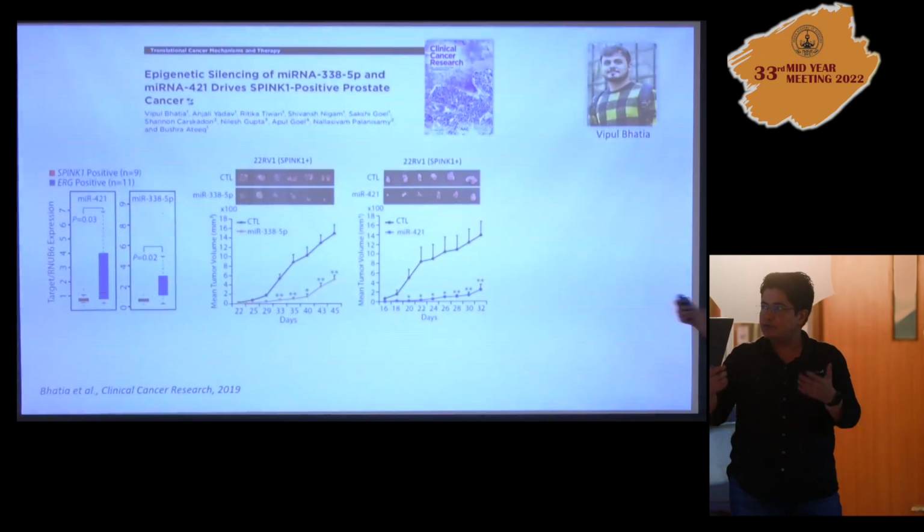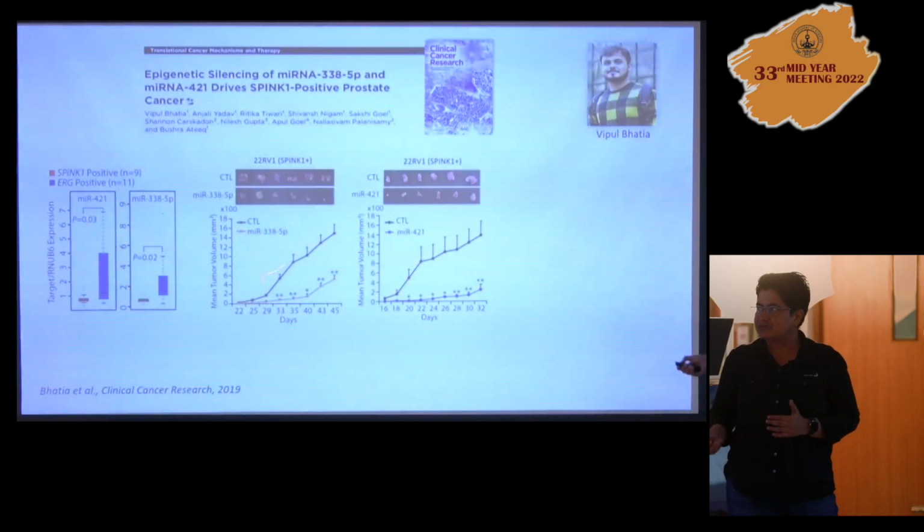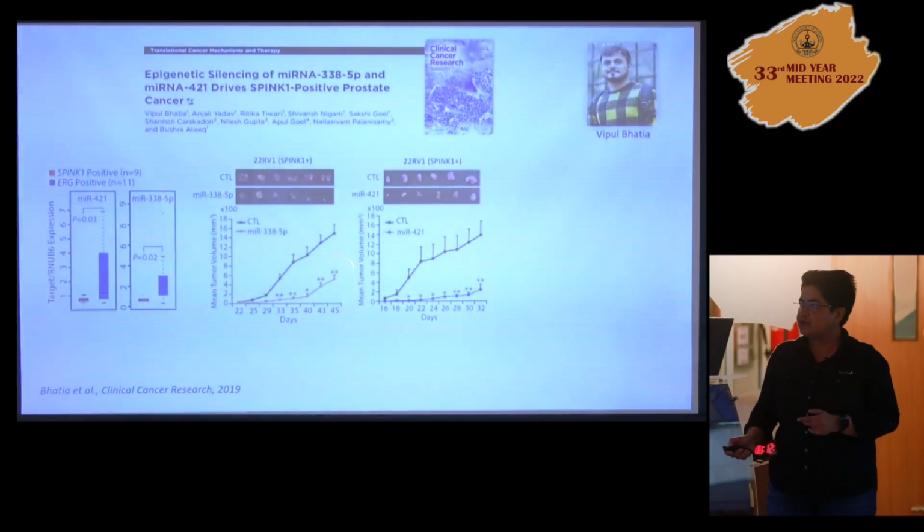But before we move on to that, we thought, what if we replenish this microRNA in a SPINK1 positive prostate cancer cell line? And we found there was a decrease in oncogenic potential of these cells when we overexpress this microRNA. You can see here, this is an animal xenograft model where we implanted SPINK1 positive cells overexpressing either these 2 microRNAs or just control. Overexpression of these microRNAs results in slower growth of tumor in these immunodeficient mice, which indeed shows that there is a decrease in oncogenic potential.